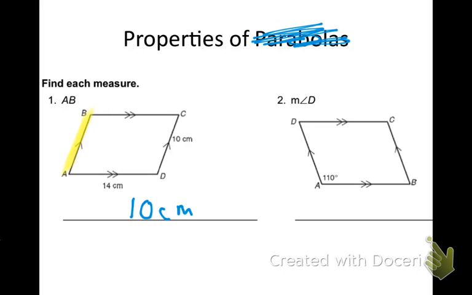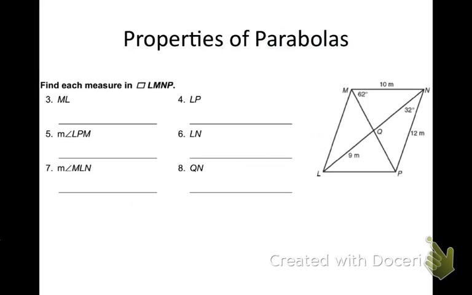Number 2. It says the measure of angle D. What is the measure of angle D here going to be, Anna? How do you figure that out, Anna? And those two have to be what? Supplementary. They have to add up to 180. Nice job. Those are all properties of parallelograms. Using that information, try these 6 problems on your own.